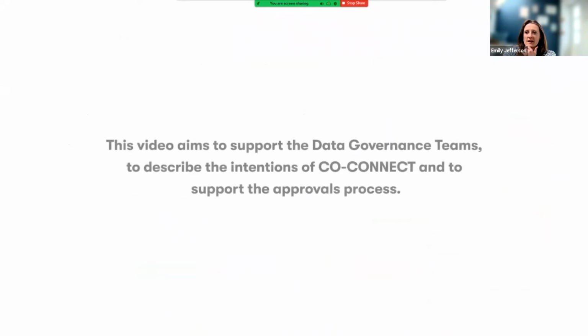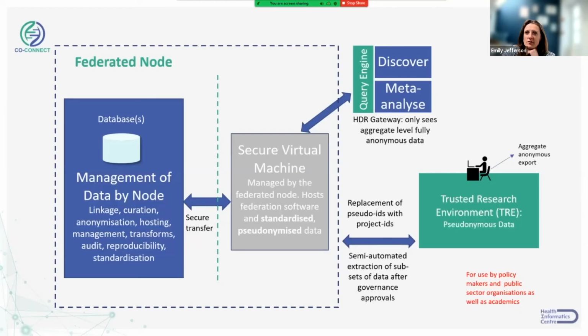Cool. So hopefully that gave you an overview of the high level architecture and how we protect patient confidentiality, but still enable it to be secure. Essentially, in each federated node, there's an area within the node where they manage their normal data set, and they create a pseudonymized extract of that data and put that into a secure virtual machine, standardized into the OMOP data standard.